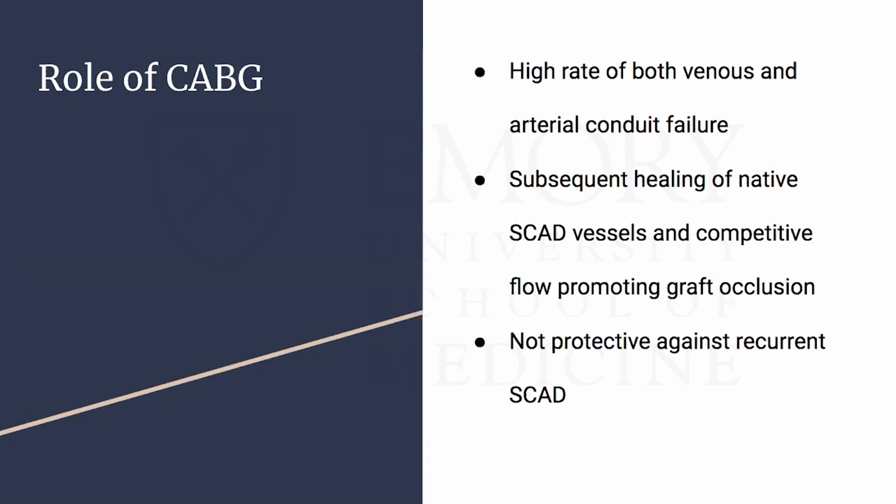In terms of the role of CABG, during long-term follow-up, one study actually reported a very high rate of both venous and arterial conduit failure in 11 of 20 patients who underwent follow-up angiography. This is almost certainly because of the healing of these native SCAD vessels and having competitive flow through the native coronaries that can actually promote graft occlusion. This study also showed that CABG was not protective against recurrent SCAD events.